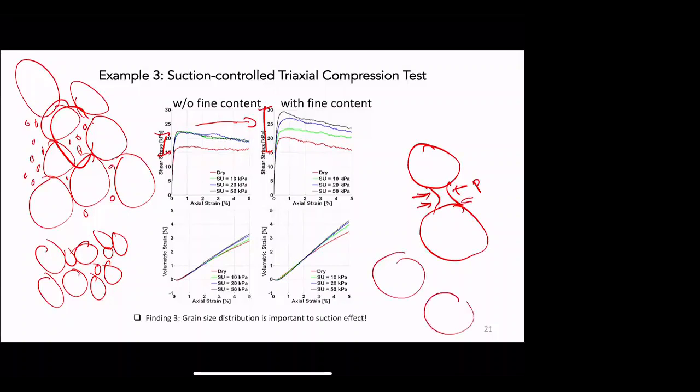But if I have a large particle with some small particles, and the air pressure is assumed to be the same, I may be able to form a lot of small liquid bridges.